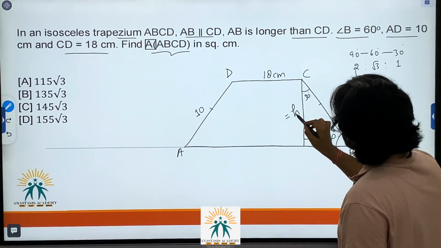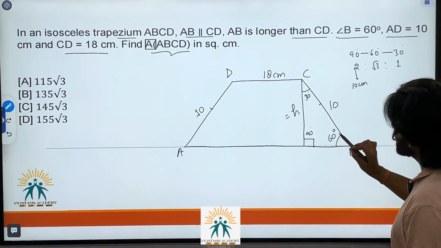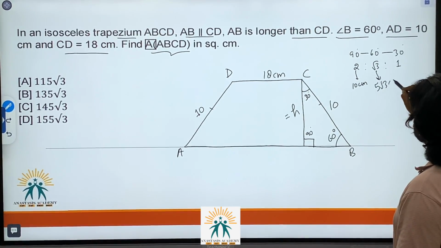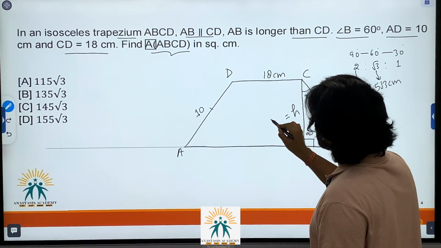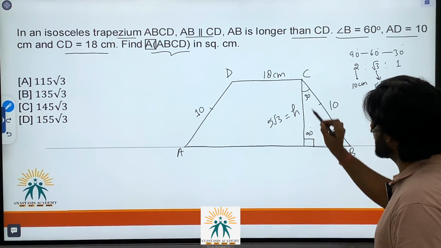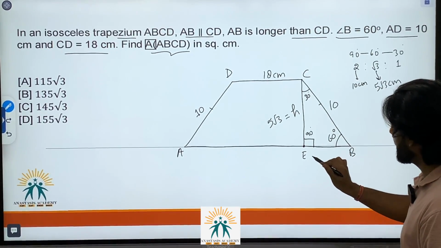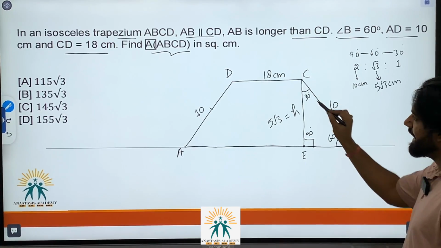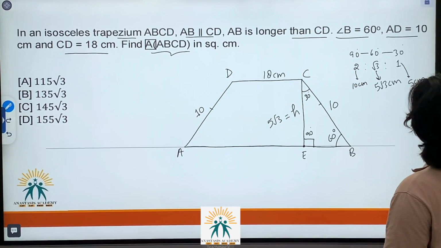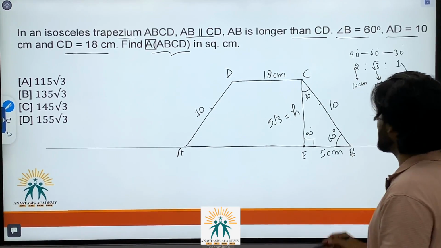So I can find the value of this height. This height is the side opposite to 60 degrees, which is √3 units, or 5√3 centimeters. So I get the value of height as 5√3 centimeters, right? I'm calling this point E. The length of BE is the side opposite to 30 degrees, which would be 5 centimeters, because the value of 1 unit is 5 centimeters.